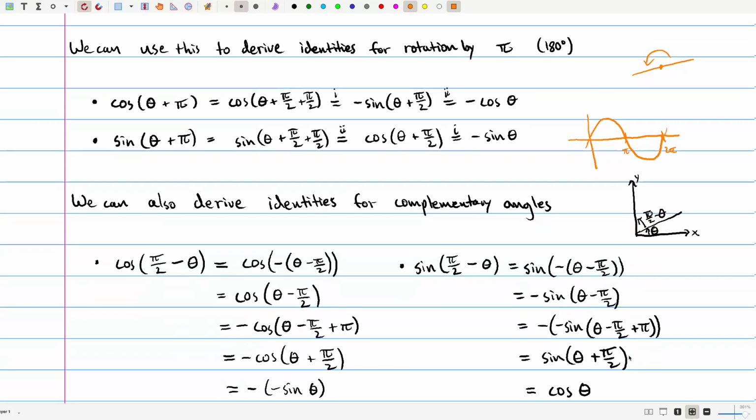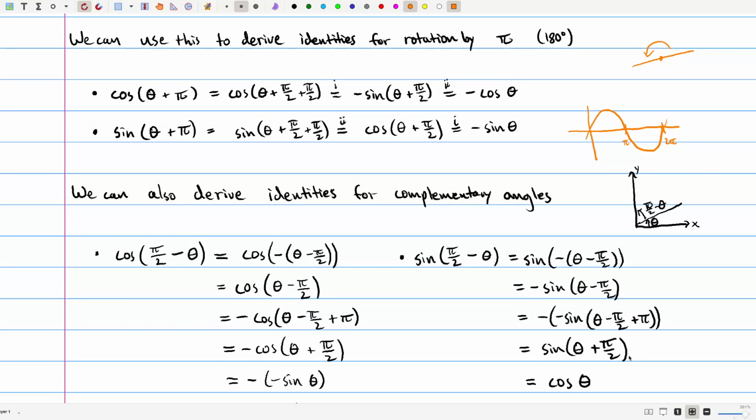Another rule that we can come up with using just what we have so far, and again, we can use geometry to come up with this one, but I want to show how to use these identities, is what are the rules for complementary angles? So let's start with cosine of pi over 2 minus theta. Just to remind you, what is a complementary angle? Two angles are complementary if their sum together is a right angle. So if I have an angle theta, its complementary angle, the angle with which it forms a complementary pair, can be written as pi over 2 minus theta.